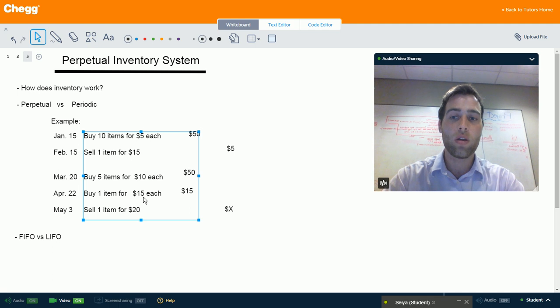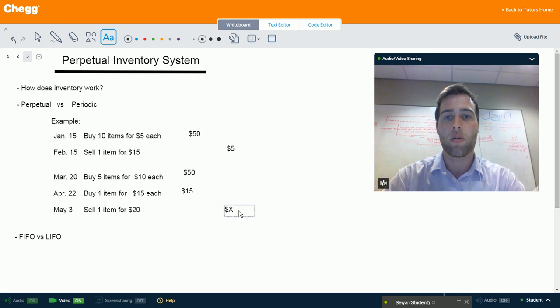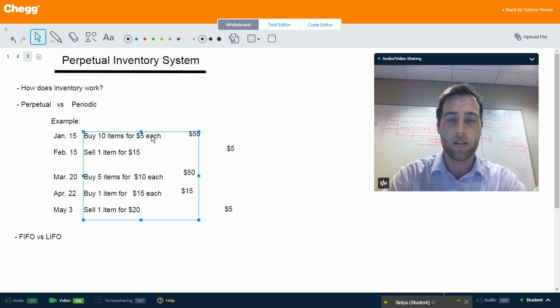So we want to know which one of those items, one of the January, March, or April, did we actually sell? Well, if we're using FIFO, we sell the ones that we bought first, right? So when we sell this one item for $20, we actually sold one of these January 15th items. It was the first one we bought, right? So under Perpetual FIFO, we're gonna have $5 again as our cost of goods sold right here. So we're gonna have 1 times $5 from January 15th.